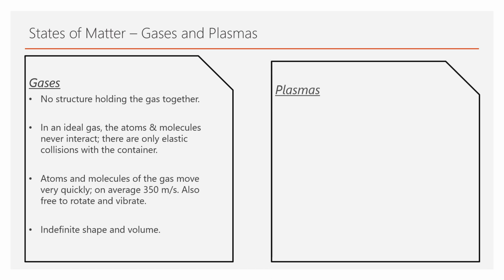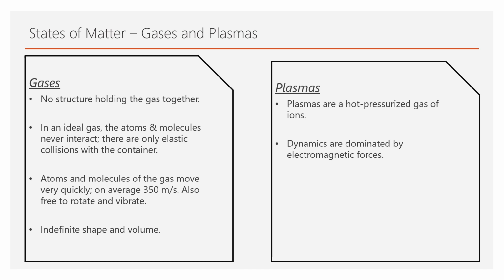Plasmas can be thought of as very hot pressurized gas of ions. Ions are charged particles such as electrons or atoms with an unequal number of protons and electrons. The dynamics of plasmas are dominated by the electromagnetic force. Examples of plasmas are hot fires, lightning, solar winds, and stars.